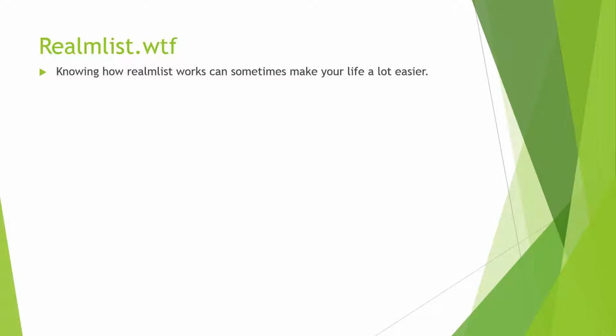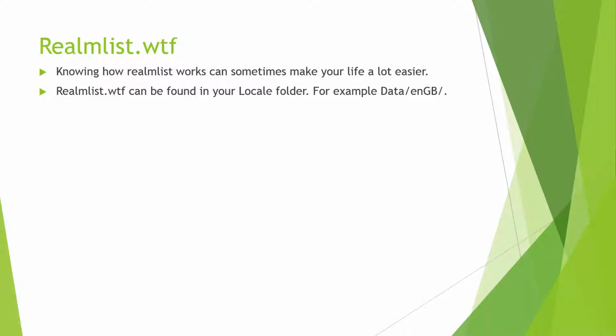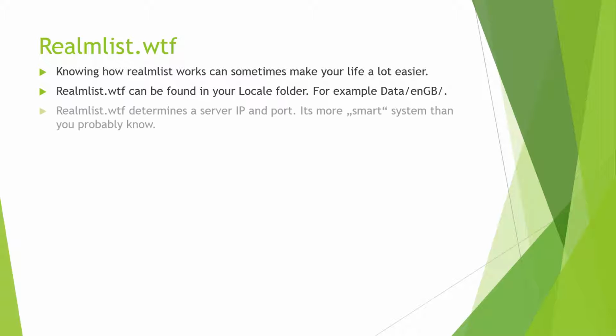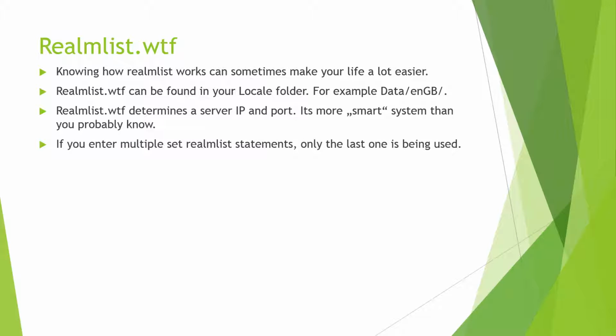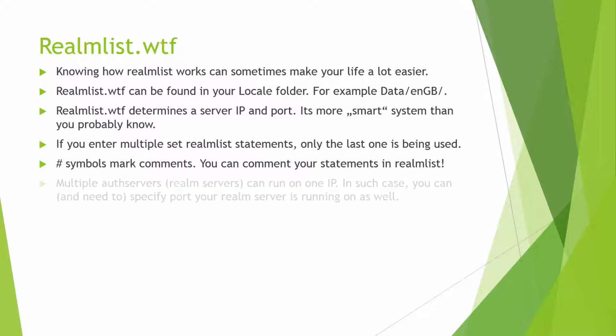Realmlist WTF. Knowing how Realmlist works can sometimes make your life a lot easier. Realmlist WTF can be found in your locale folder, for example Data and enGB. Realmlist WTF determines the server IP and port. It's a smarter system than you probably know. If you enter multiple set realmlist statements, only the last one is being used. Hashtag symbols mark comments. You can comment your statements in Realmlist and you can also delete them basically, but still keep them by commenting them.